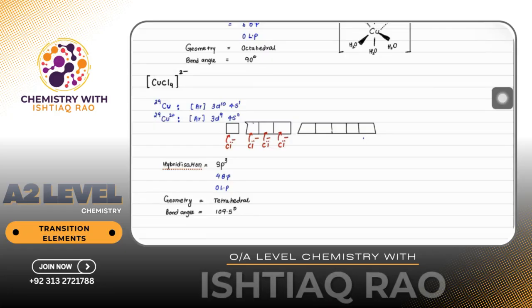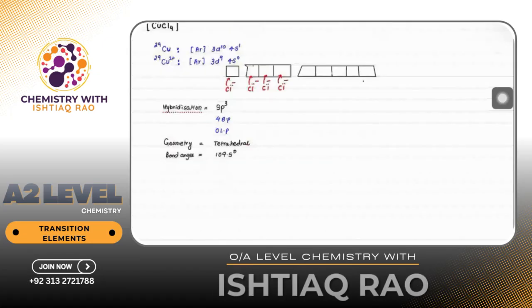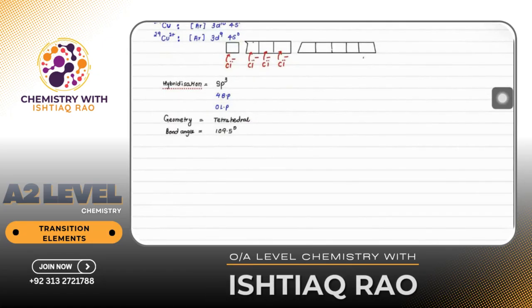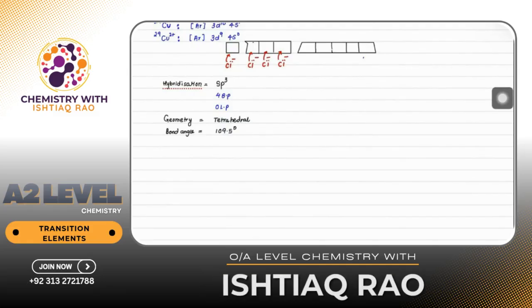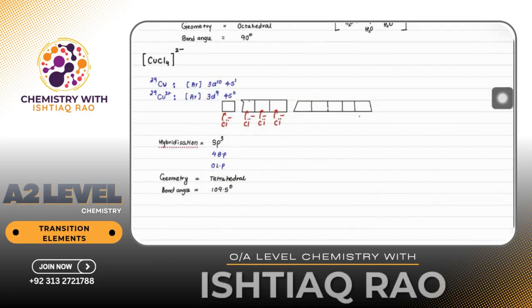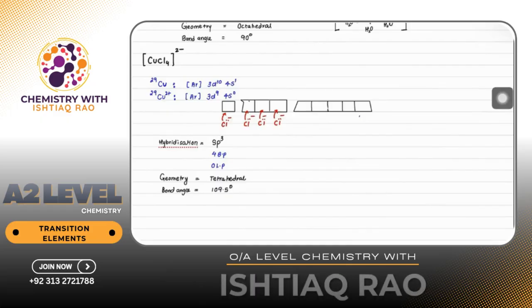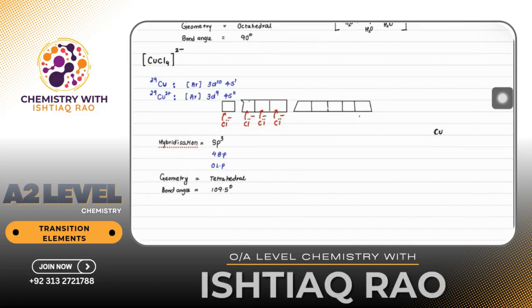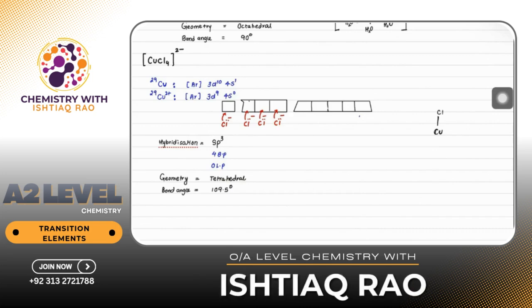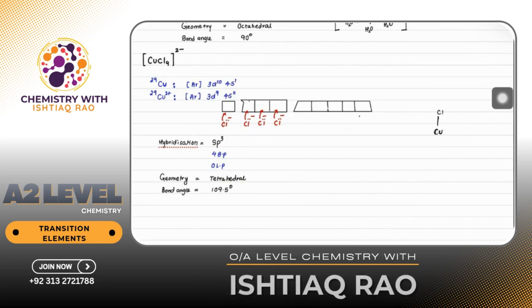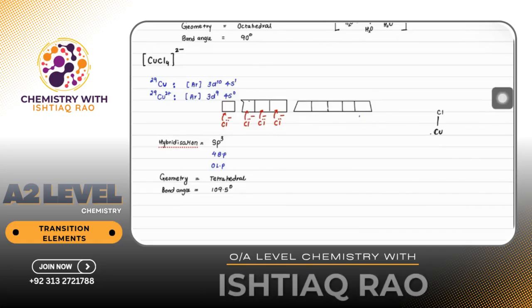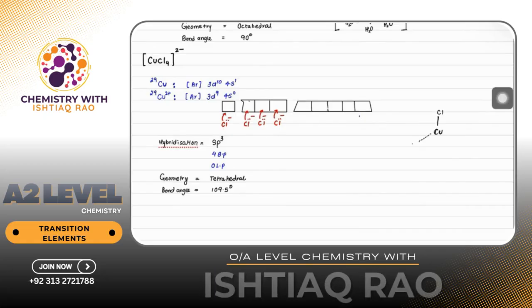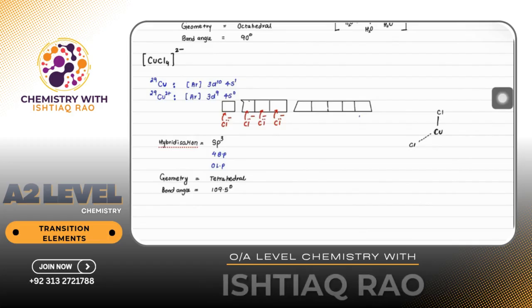Okay. So what's the shape? What's the geometry? What's the structure that I am supposed to write? Like copper one. So I can say that it's going to be copper, right? And I have four chlorine atoms like that. Okay, so I can draw the 3D structure like that.